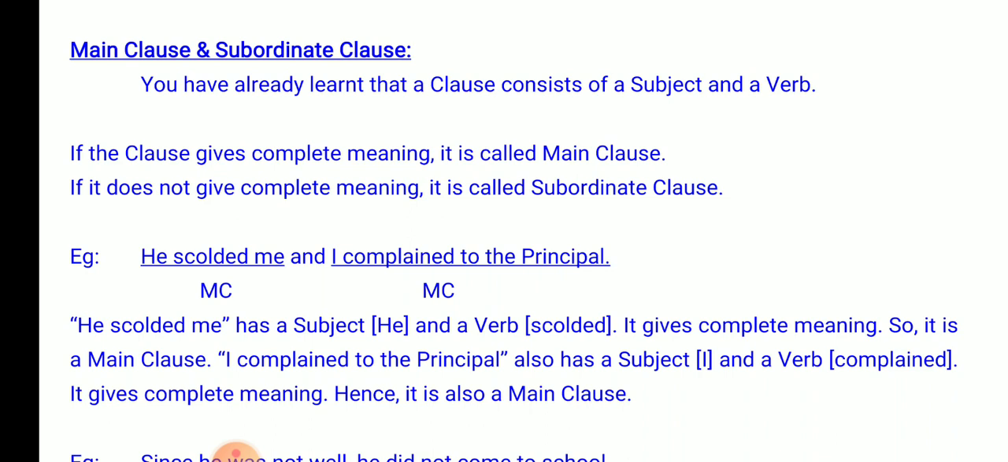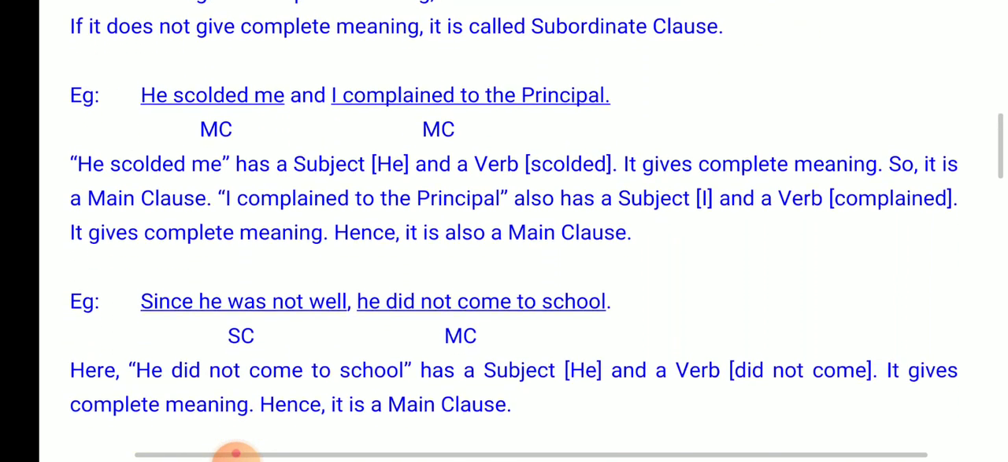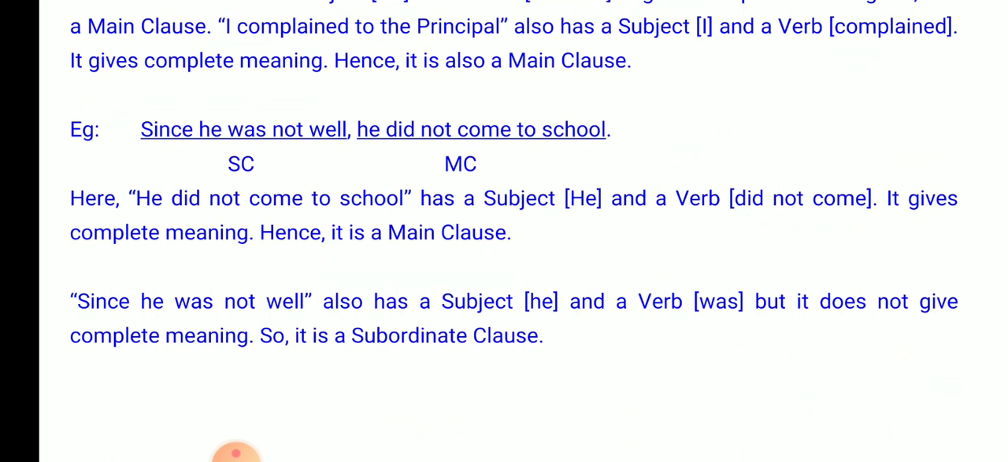Now, look at the second part of the sentence, I complained to the principal. Here, you have a subject I and a verb complained. I complained to the principal gives complete meaning. Therefore, this is also called a main clause. Now, in this sentence, you have two main clauses. Look at the next example. Since he was not well, he did not come to school.